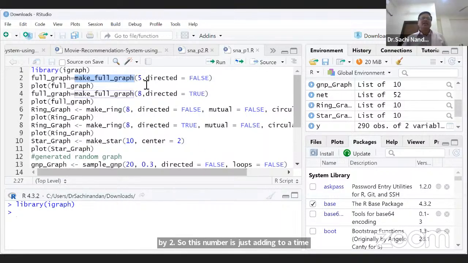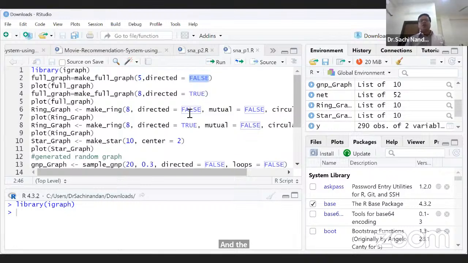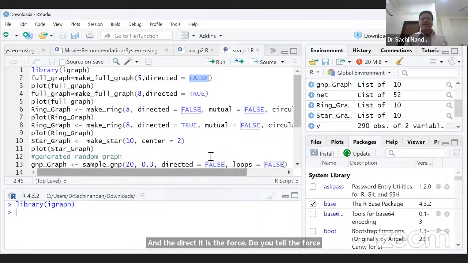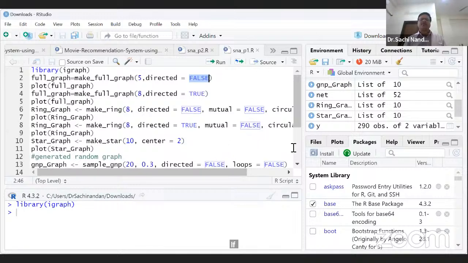In this case, the command takes how many nodes you want, and directed is false. Directed false means there is no direction. If x points to y, that means x is directed to y. If y is directed to x, that means y points to x.